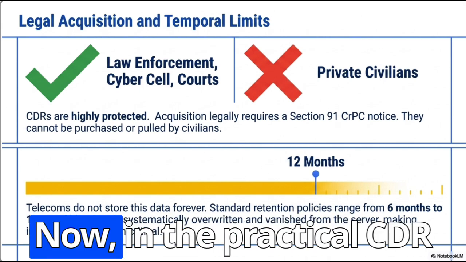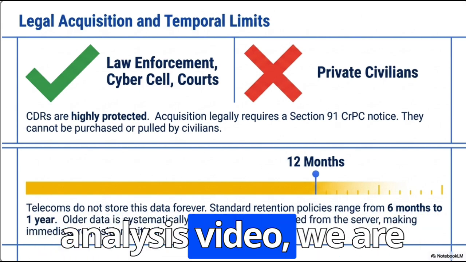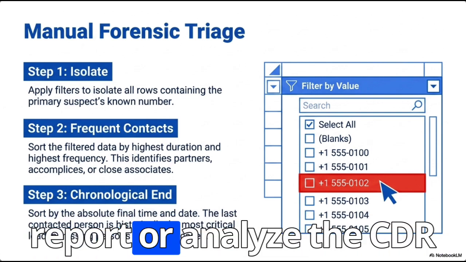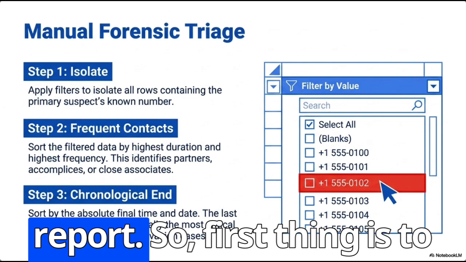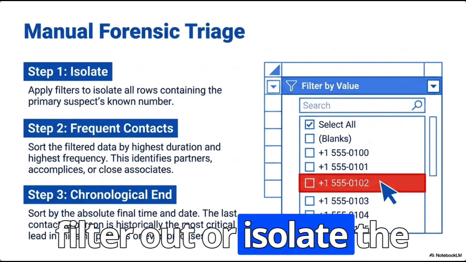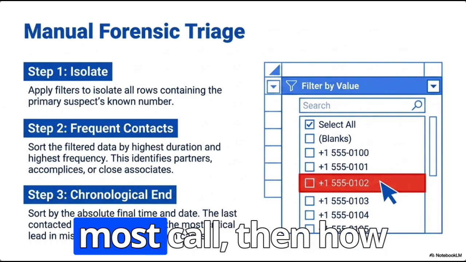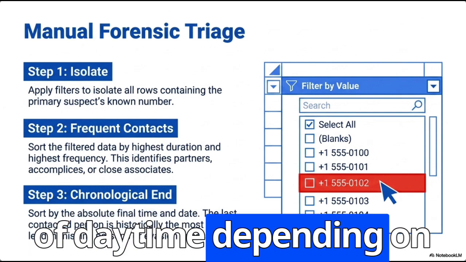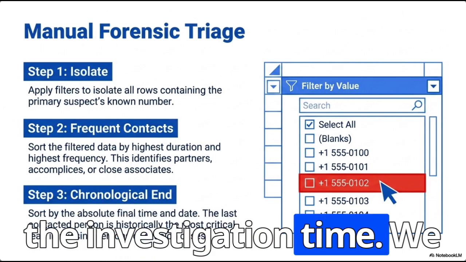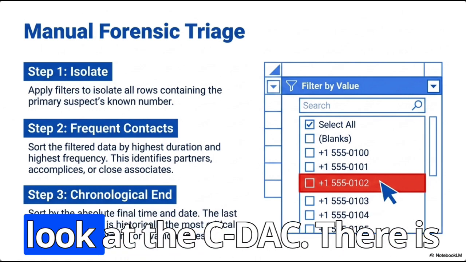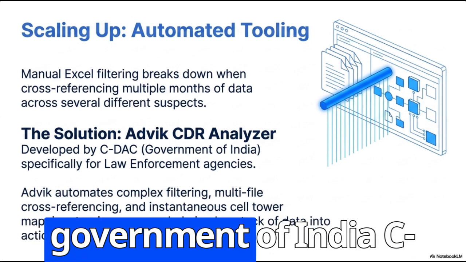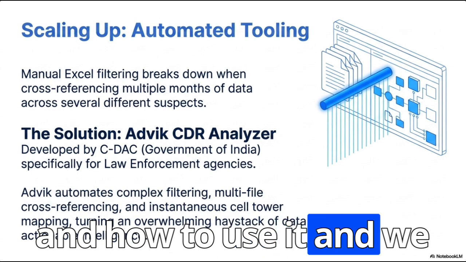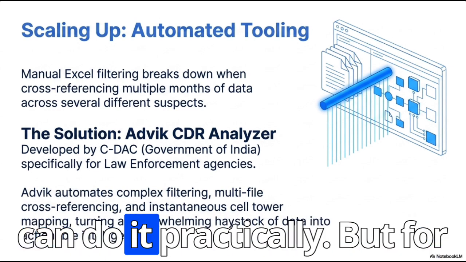Now in the practical CDR analysis video, we are going to learn how to manually forensically analyze the CDR report. The first thing is to filter out or isolate the primary suspect and the most called numbers, then how frequent the calls were, and the chronology of date and time depending on the investigation timeline. We are also going to take a look at the Government of India C-DAC Advik CDR analyzer and how to use it, and we are going to learn how you can do it practically.